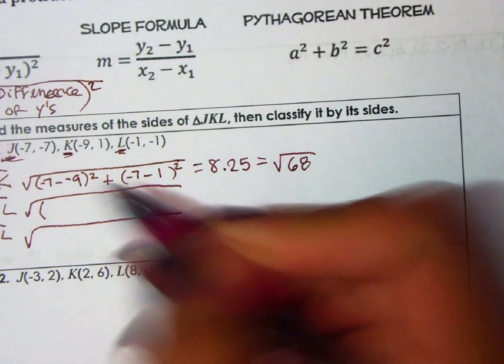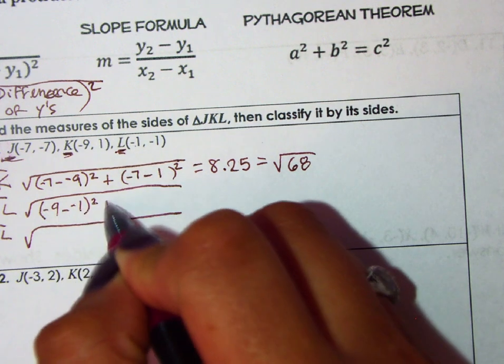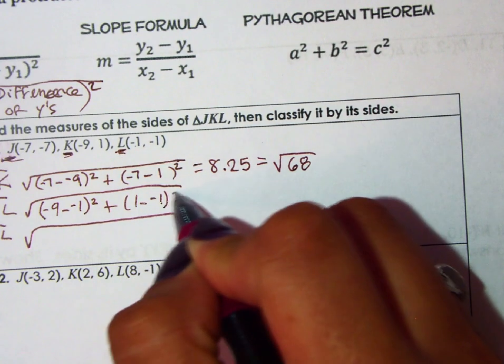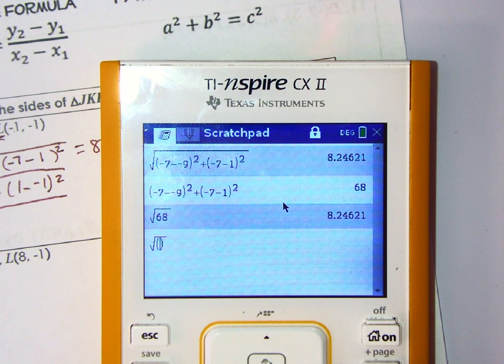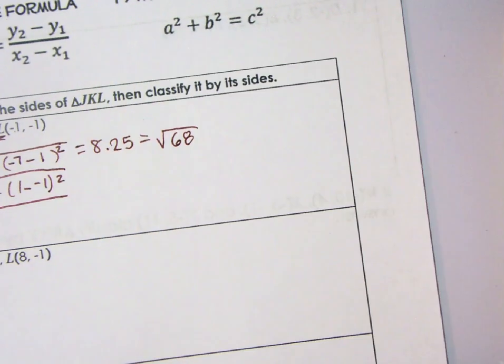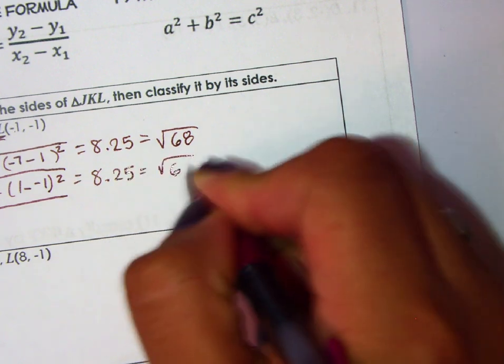All right, so let's try the next ones. We have the difference of the x's for K and L. So that's -9 minus -1 squared plus the difference of the y's, 1 minus -1 squared. For that one, same thing, square root, -9 minus -1 squared plus the difference of the y's, 1 minus -1 squared. That gives you also the same number we previously got. That's telling you that you have 2 side lengths that are exactly the same. We call those congruent sides.